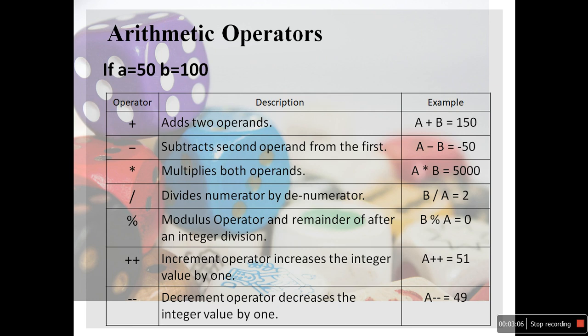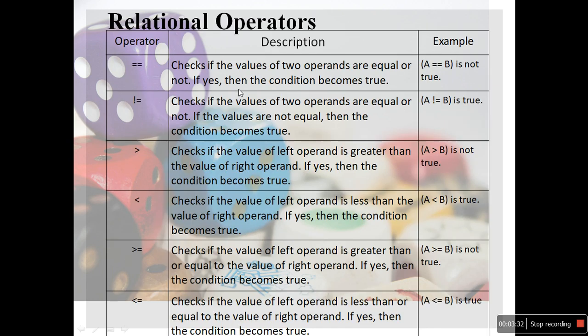means that it is an integer. If you go minus minus, that means it is the decrement operator. Plus plus increments the value of a by 1, that is 51. And minus minus is the decrement operator, that will decrease the value of a by 1.